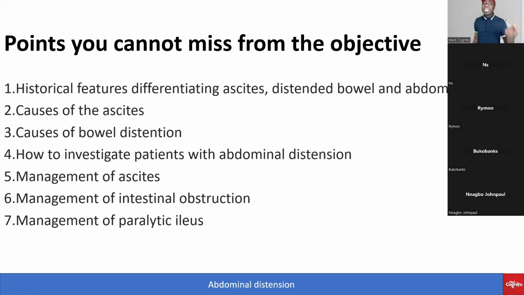Now, you also have to learn the causes of bowel distension. We've learned ascites already, but you've got to learn the causes of intestinal obstruction. If it's an elderly man with a history of abdominal surgeries, the patient may have developed adhesions. If it's a young newborn baby, possibly intussusception, volvulus, right? If it's a very old man who has never had surgery before, think about colorectal cancer.